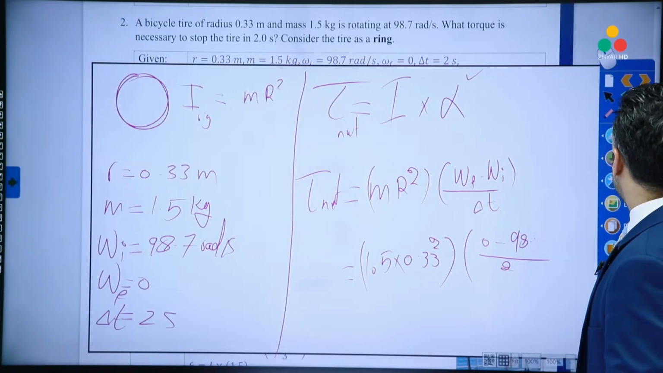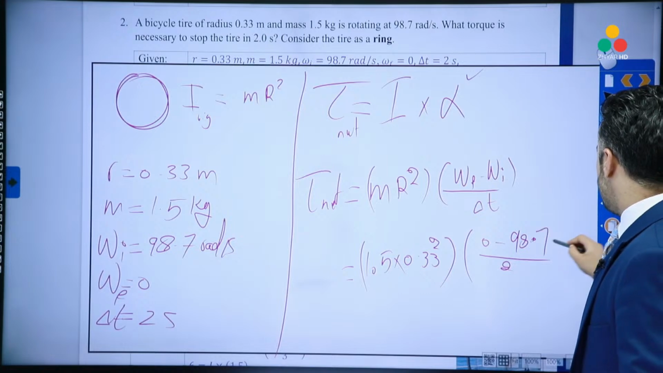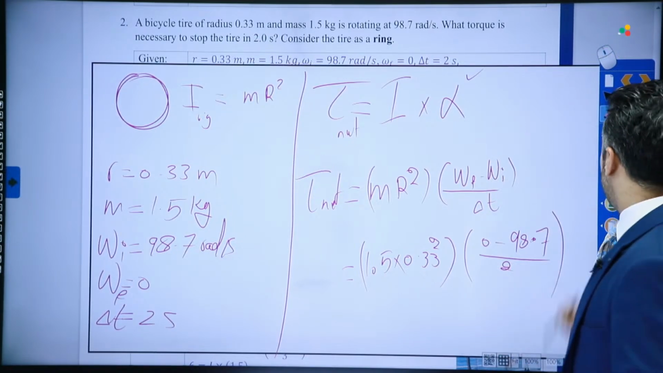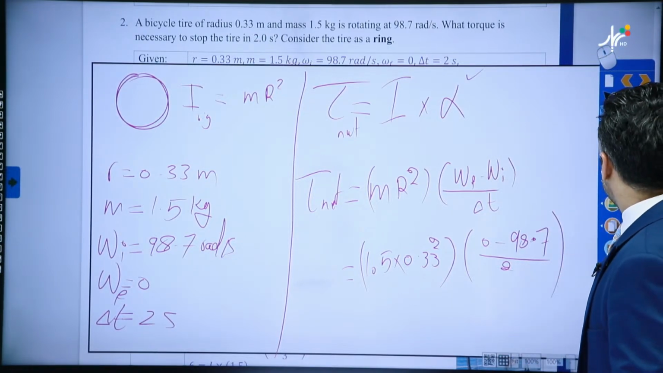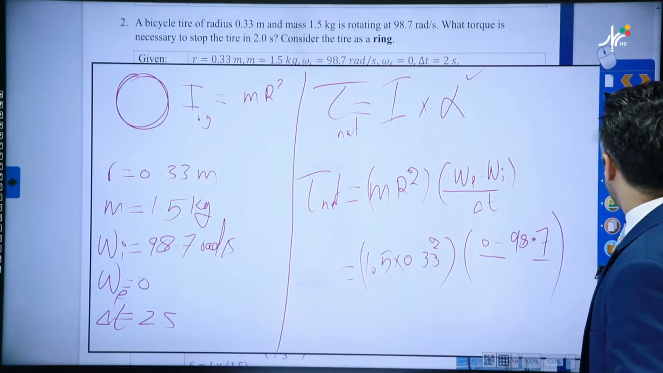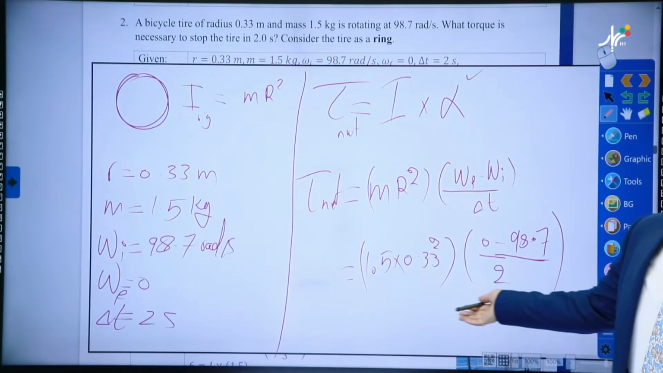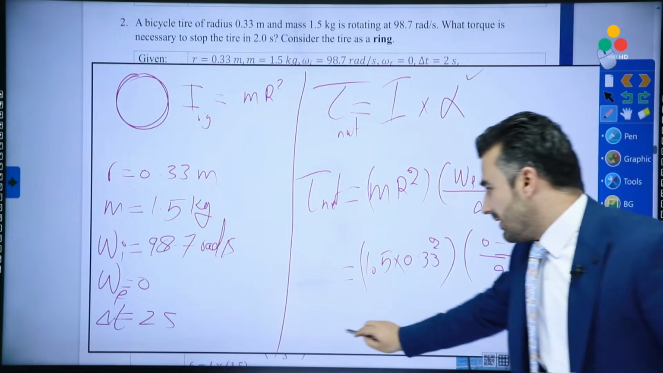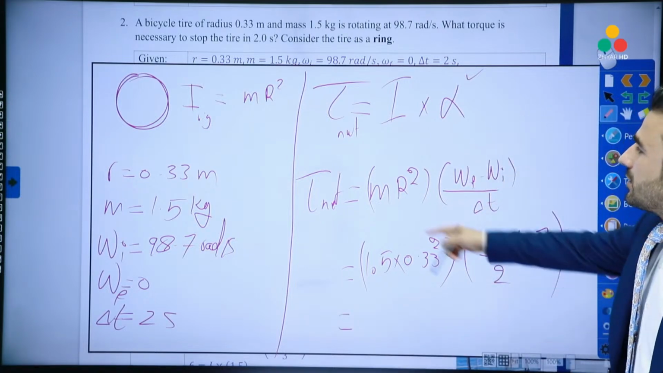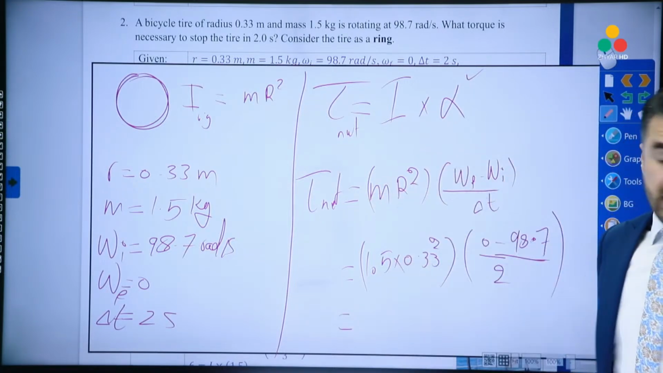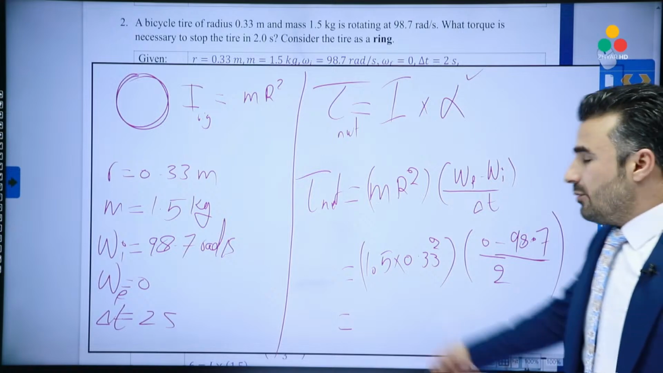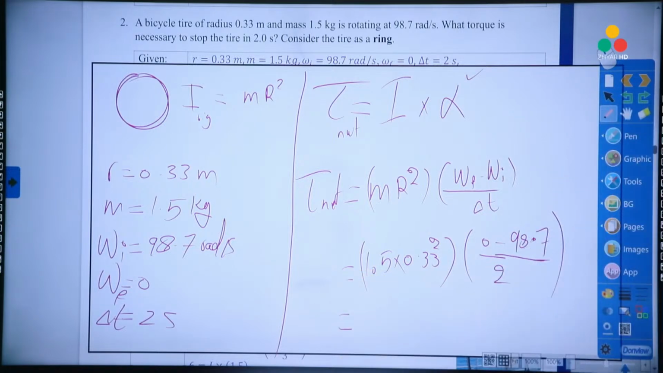I didn't want to erase this. 0.7, and then the whole thing, you can close the bracket. I think I should rewrite this one too because it seems a little bit confusing. Here's 2. So, use a calculator and tell me what is the answer. By the way, you're going to get a negative net torque. Why negative net torque? Because you're going to stop it.